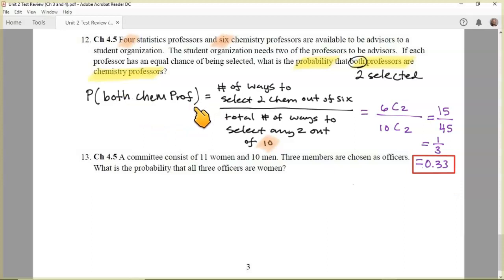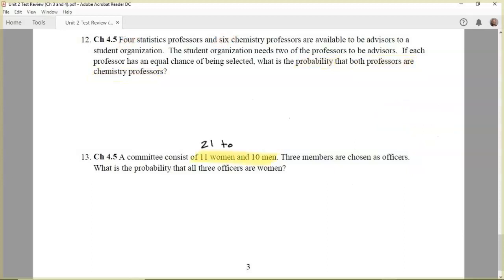And similar to that question, number 13 says a committee consists of 11 women and 10 men, so that's 21 total. And then 3 members are chosen as officers. What is the probability that all 3 officers are women? So that's our statement: the probability that we have 3 women officers.